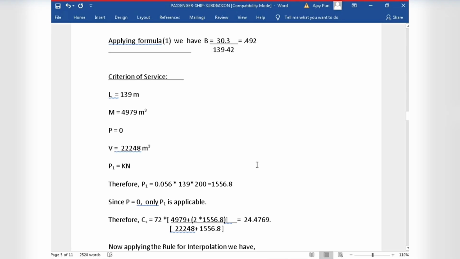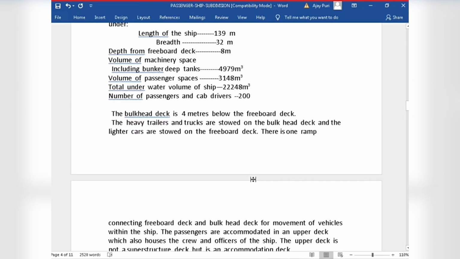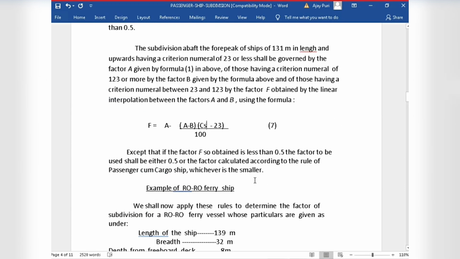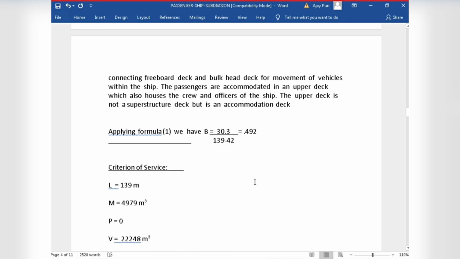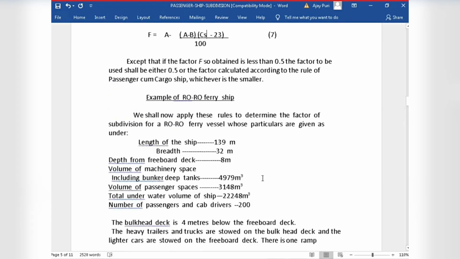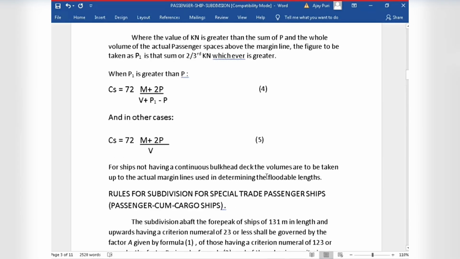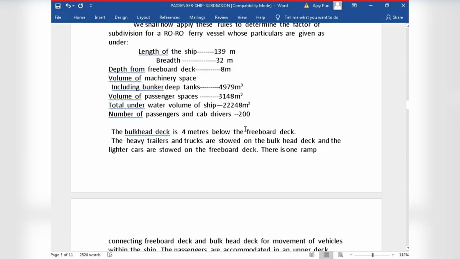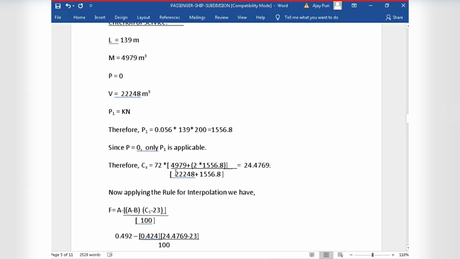So CS is, into this, A is given 72. The CS formula is 72 when P1 is greater than P. So we have 72 into M plus 2P divided by P plus P1 minus P. Here you have 72, and because P is 0, you multiply that and you get a factor here. Now you apply to F.